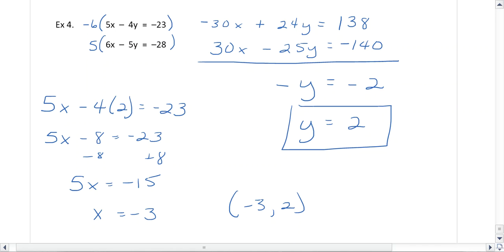So now you have the knowledge you need for 7.4. Have fun with elimination.